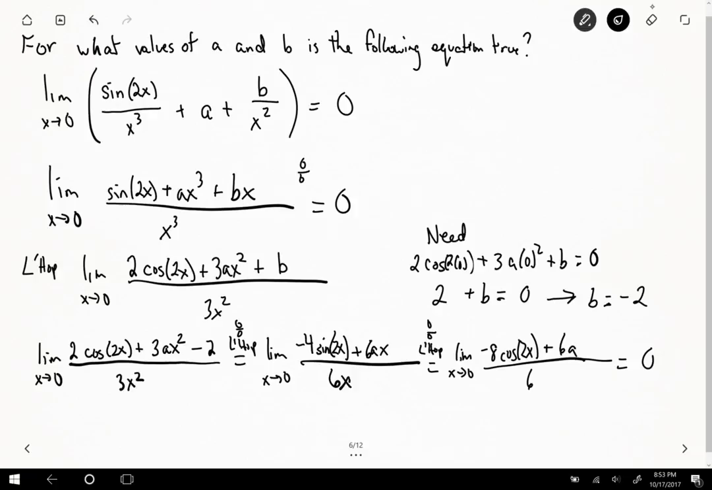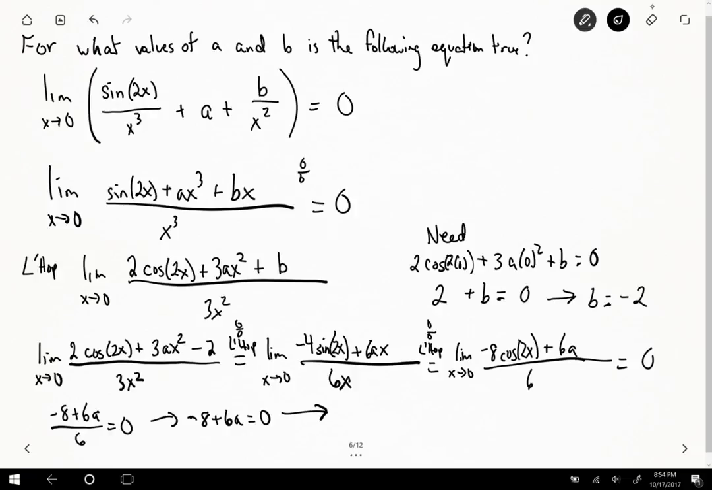And this whole thing, recall, it needs to equal 0. Now we're ready to plug in 0. We'll worry about the 6 in a second. We have negative 8 plus 6a, because cosine of 0 is 1, and all this over 6 equals 0. What does that mean? Multiply both sides by 6, and the denominator goes away, and you're still left with 0 on the right hand side. So negative 8, oops, not a, negative 8 plus 6a equals 0.